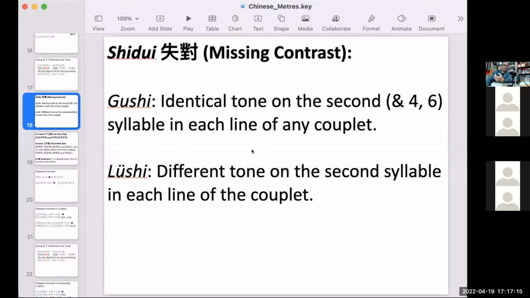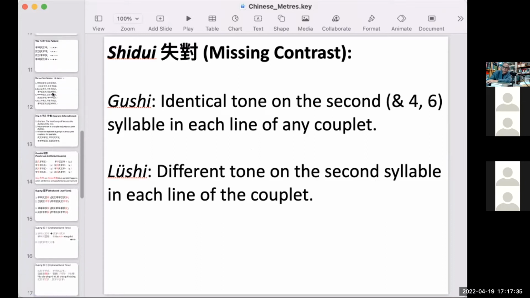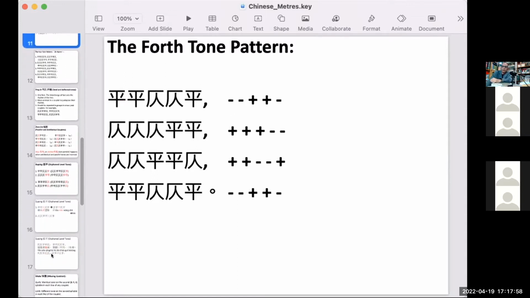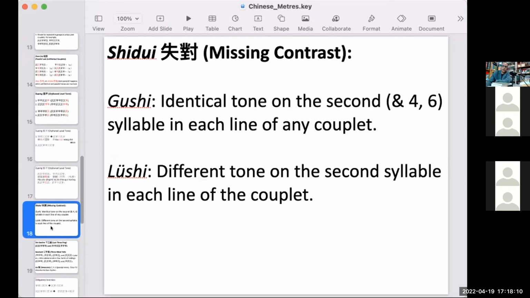Tones became so important and central elements in Chinese poetry in the Tang Dynasty. So in the Tang Dynasty, there must be a different tone on the second syllable in each line of the couplet. Just as I gave you examples, the second tone in the first line is different from the second tone in the second line. The third and the fourth should be matching. So this is antithesis, this is parallel. And then the third and the fourth change again, okay? So when we miss this antithesis, this is called shi tui, missing contrast or missing antithesis.